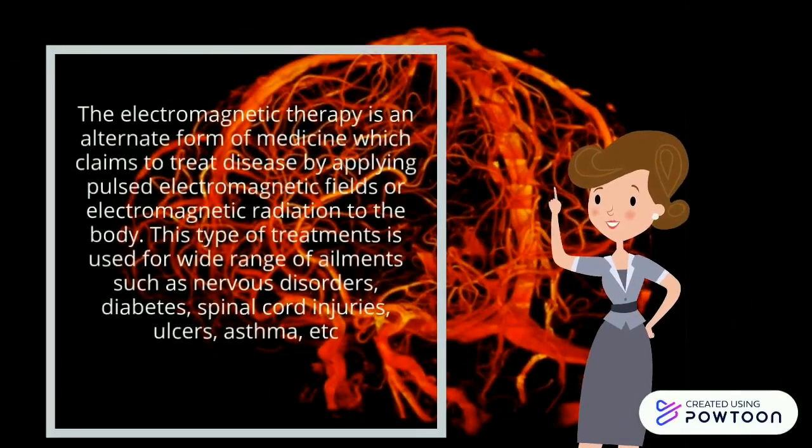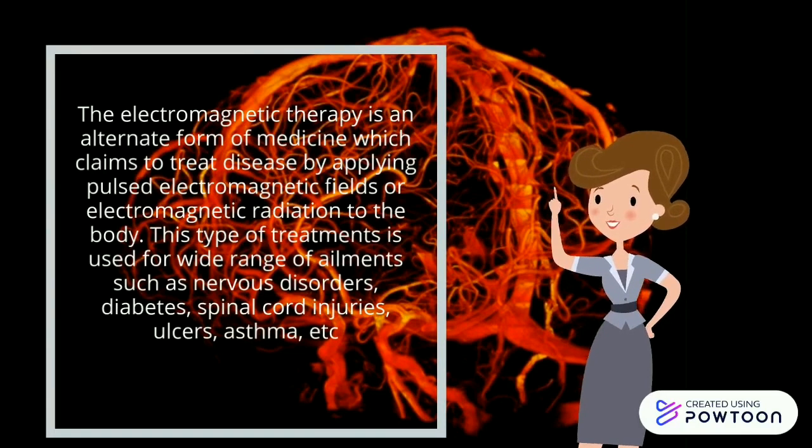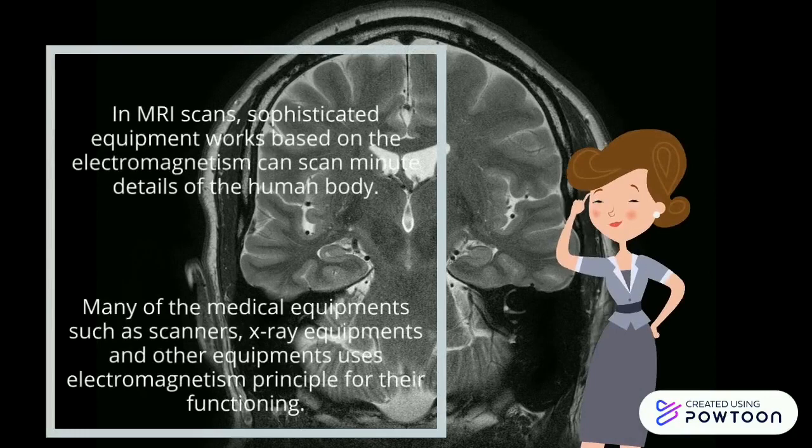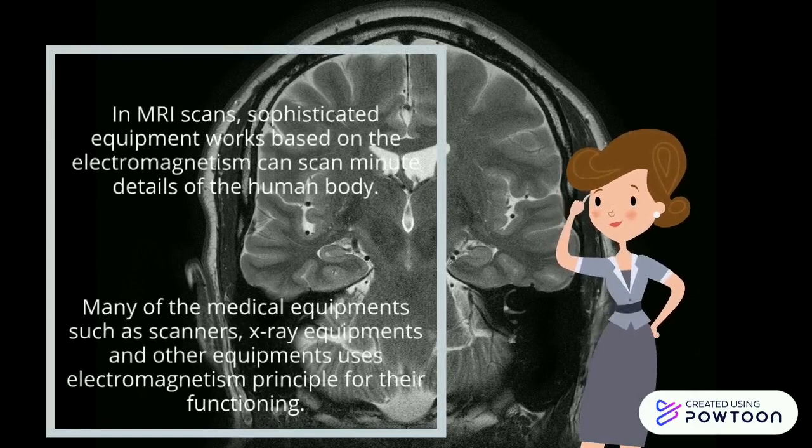Electromagnetic therapy is an alternative form of medicine which claims to treat disease by applying a pulsed electromagnetic field or electromagnetic radiation to the body. This type of treatment is used for a wide range of ailments such as nervous disorders, diabetes, spinal cord injuries, ulcers, asthma, and so on. In MRI scans, sophisticated equipment works based on electromagnetism. It can scan minute details of the human body. Many medical devices such as scanners, X-ray equipment, and other equipment also use electromagnetism principles for their functioning.